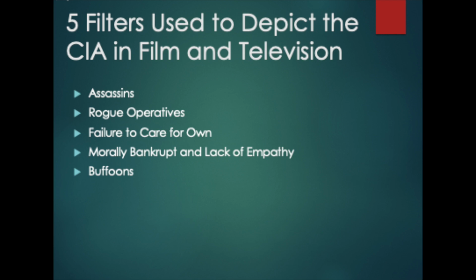You've also, though, witnessed agents who have gone rogue and rogue operatives who are connected with the enemy in pursuit of their own agenda. Other times, you see the CIA portrayed as being unable to care for their own agents, especially because the mission always seems to come over the lives of others. There are times where the CIA agents lack empathy, and they're almost in a way willing to do whatever it takes for the sake of the mission. They lack empathy, they often are morally bankrupt.